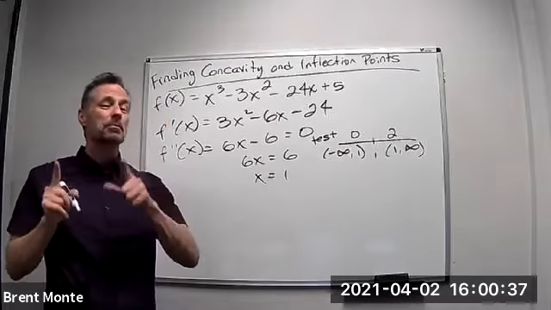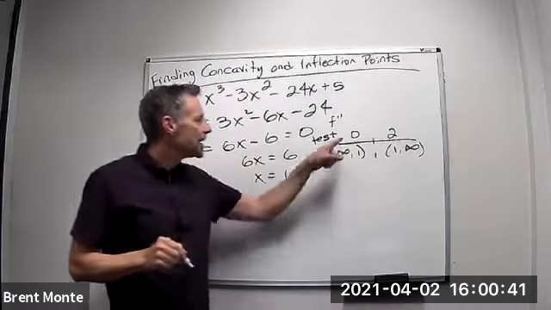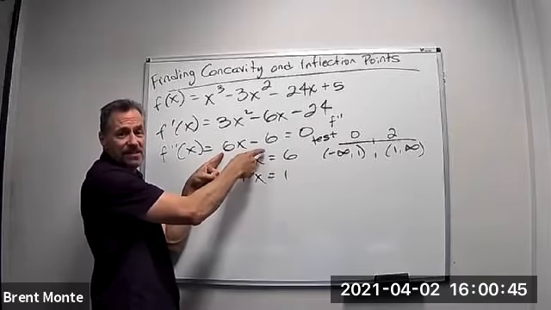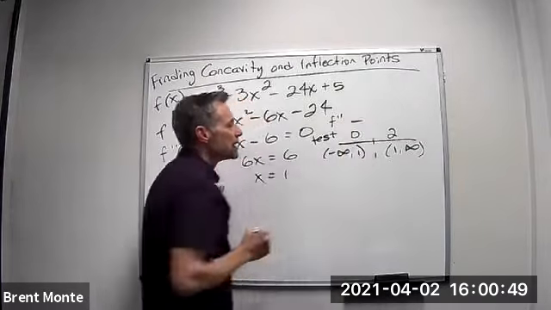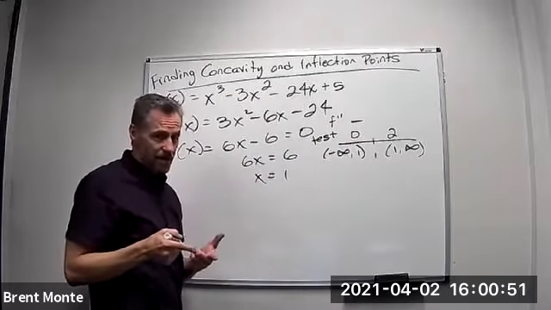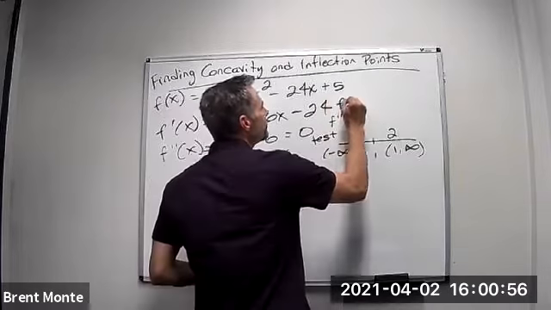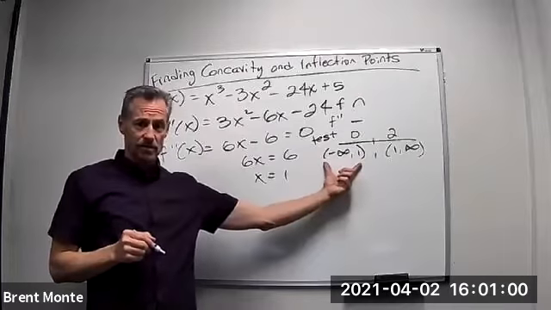And what I'm going to do is plug them into the second derivative. So in f double prime, I plug 0 in. 6 times 0 is 0, minus 6 is negative 6. I'm just looking for the sign. I get the second derivative negative there. Well, that means the function is concave down. So I know my function is concave down in this interval.